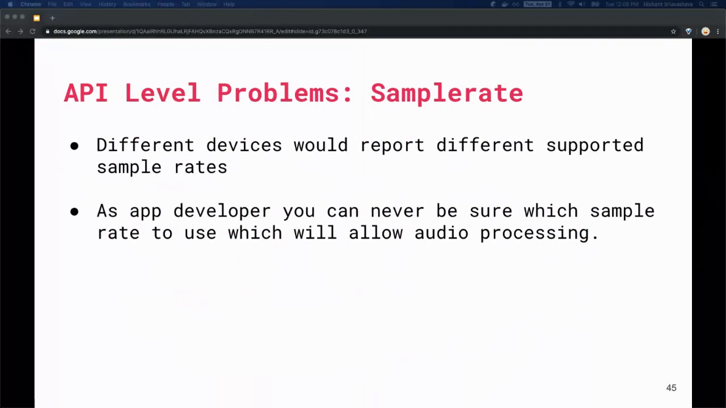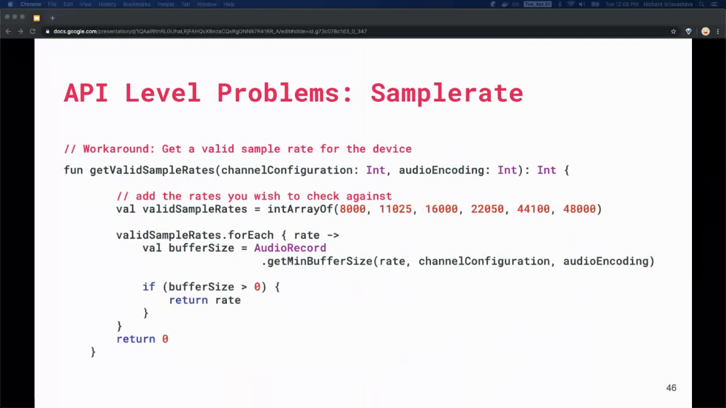So we have a hack. Internally, what we do is we try to initialize an audio record class with a certain number of valid sample rates, and we iterate over them until we get a valid one. The reason is that these sample rates vary by device. Some devices would report 16,000, and some of them would report 44,100. It varies a lot. So the only better hack is to actually do this.